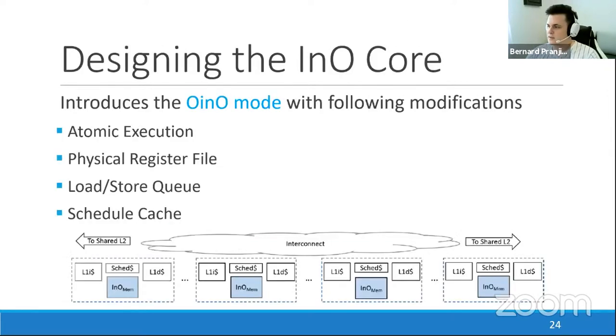Okay, then for the in-order core, they introduce the OinO mode, and OinO stands for an in-order core appearing to be an out-of-order core. So for it to be able to run memoized code from an out-of-order core, it needs additional hardware. This is the ability to perform atomic execution, a physical register file, a load store queue, and the schedule cache.